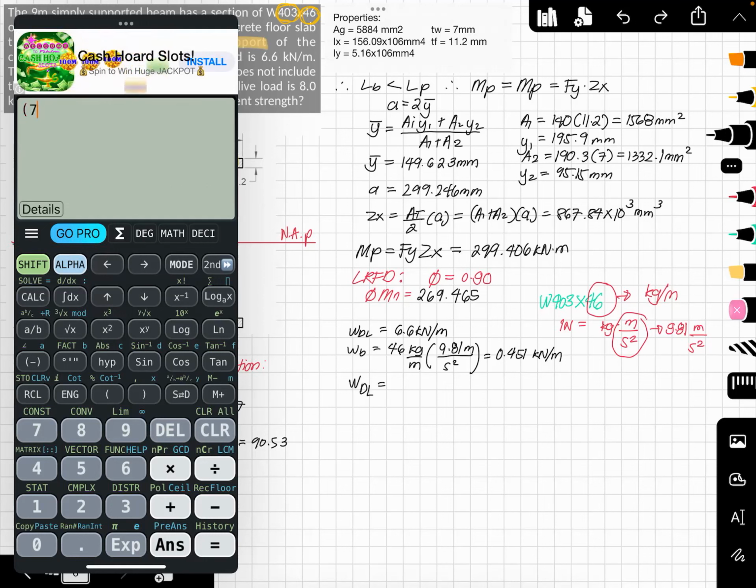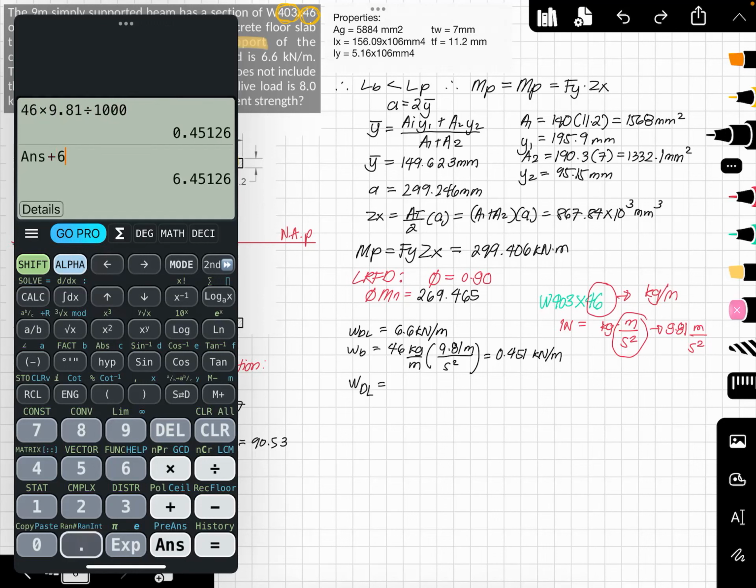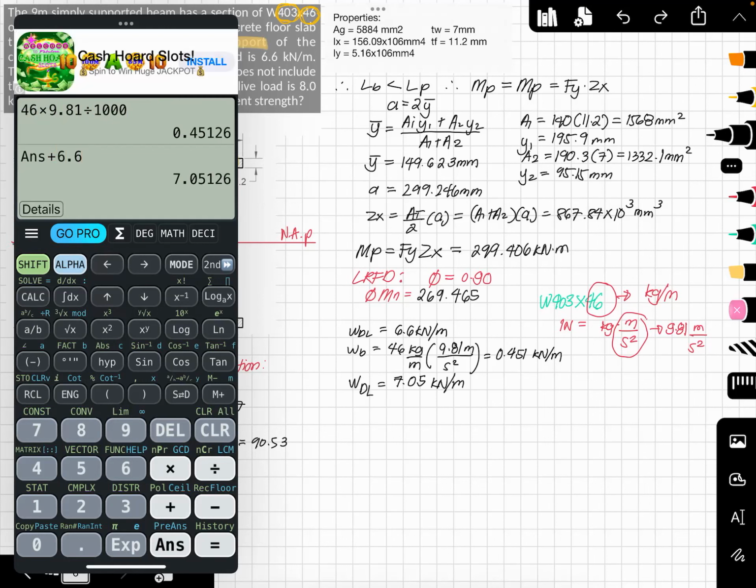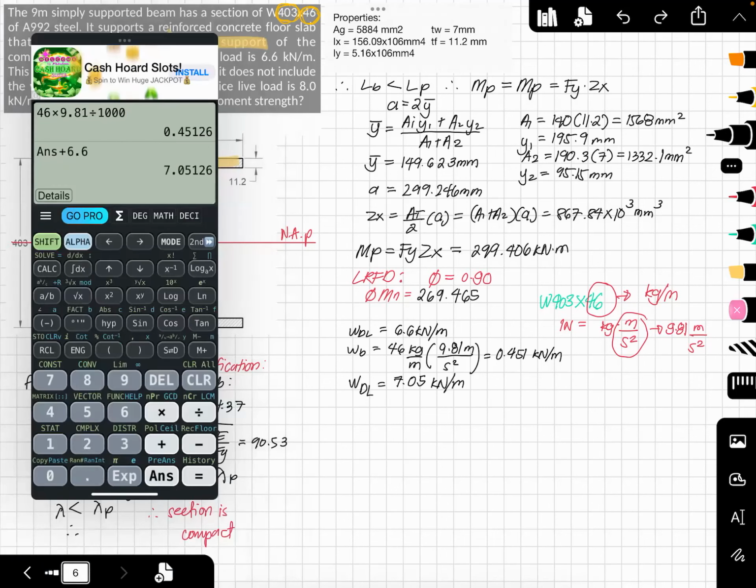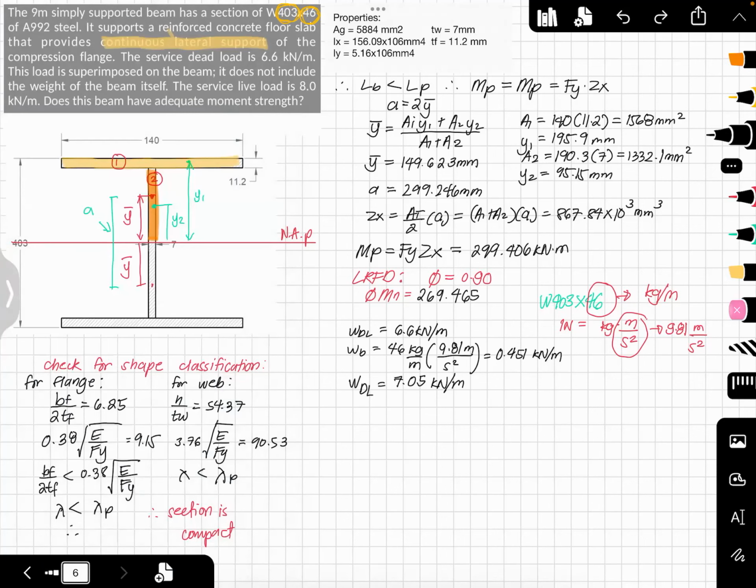plus the beam weight, 46 times 9.81 divided by 1,000. Plus 6.6, we have 7.05. So the total dead load is 7.05 kilonewton per meter. Now for the live load, I think it is provided. The live load is 8 kilonewton per meter.